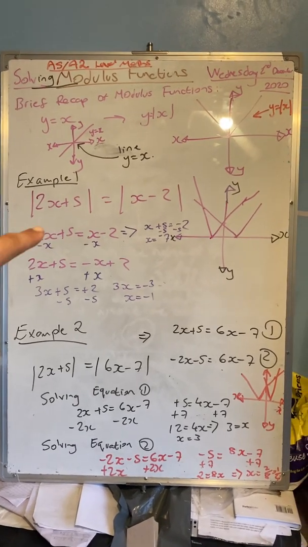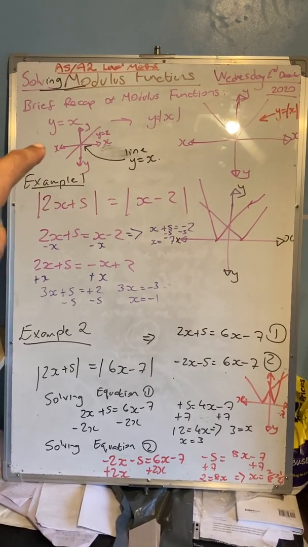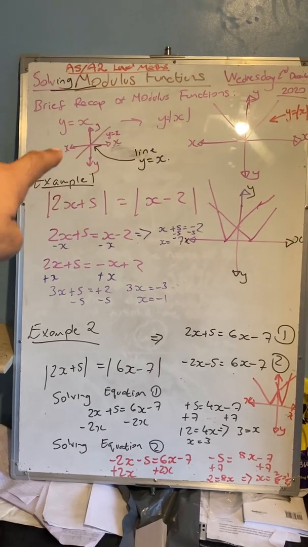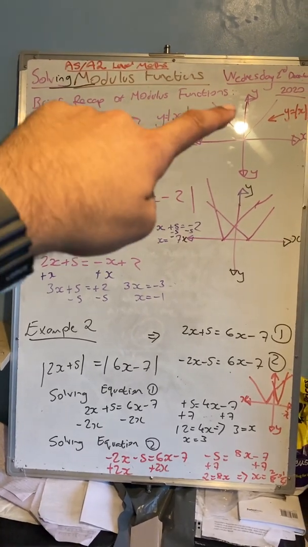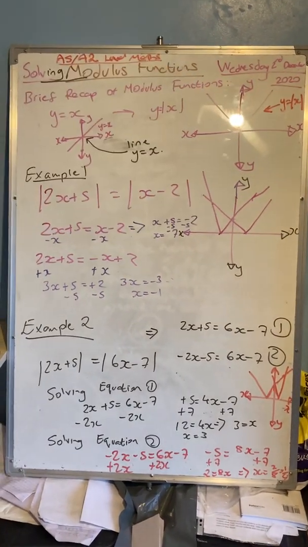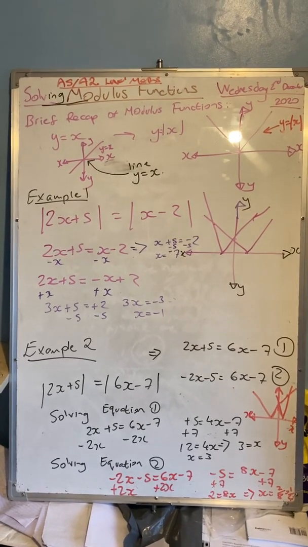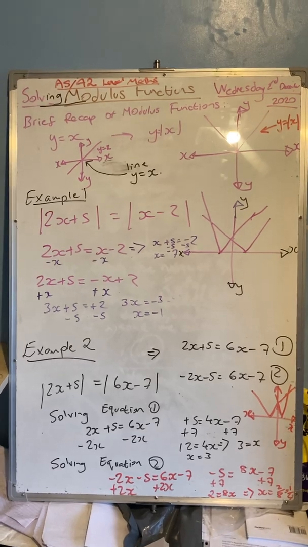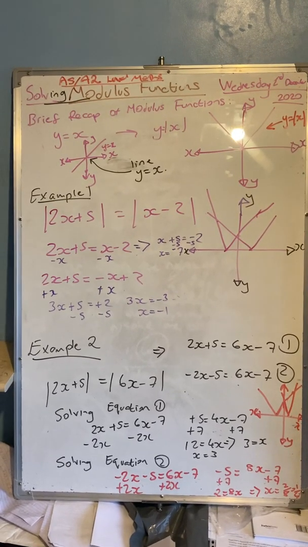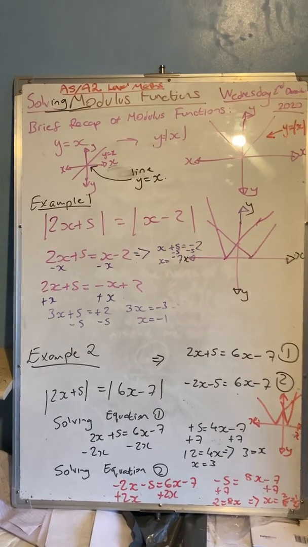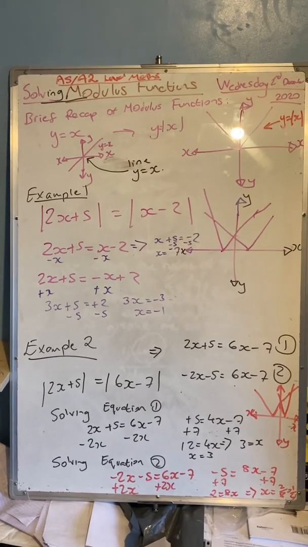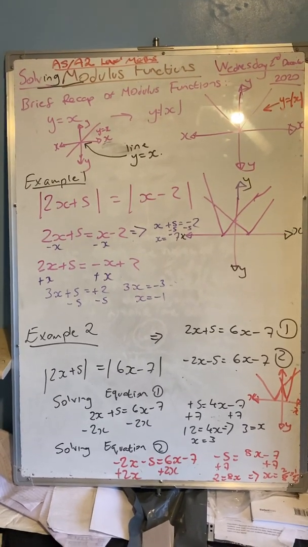Looking at our last lesson, the first example here is a little recap. That is the line y equals x. That's the line y equals modulus of x. So it's positive for all y values irrespective of the x values. The key message from the last lesson was that for any value of x, y is always positive.